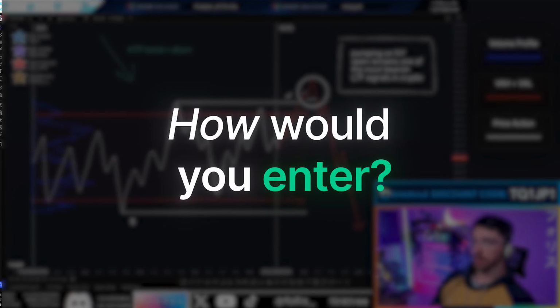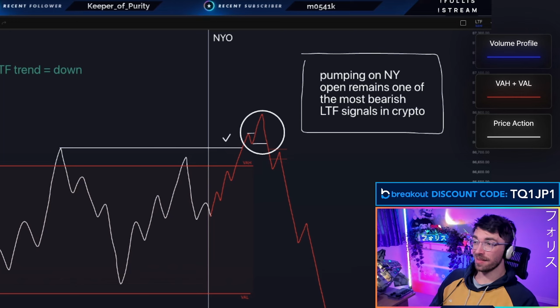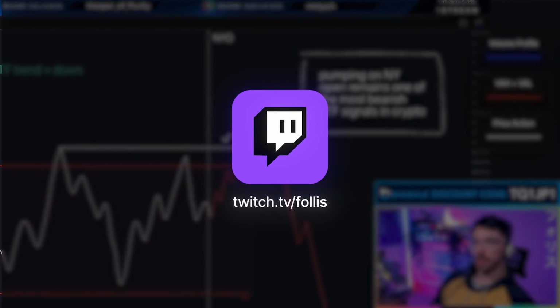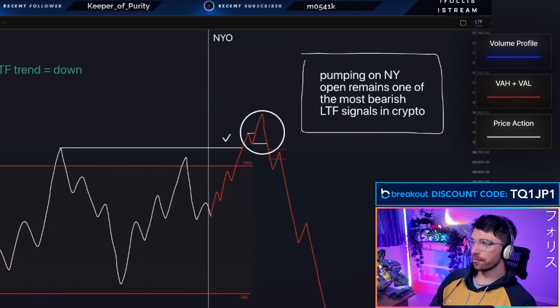How would you enter? The entry is here, my man. That's the entry. Been trading it quite a bit. We took some live trades on this a couple of times in the last few weeks. I know Victor was printing money with this setup quite a lot. But yeah, that's it.